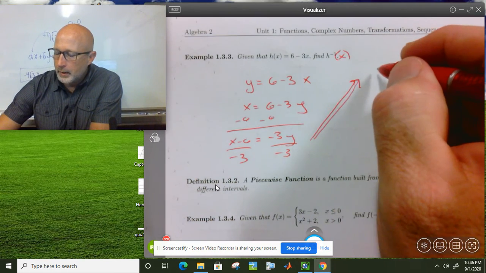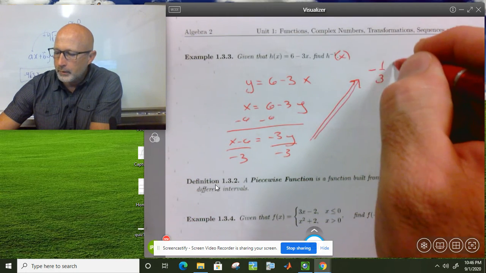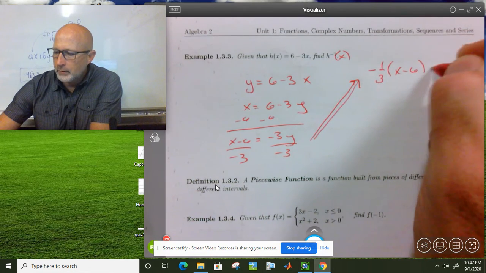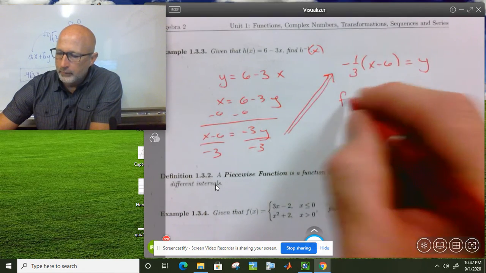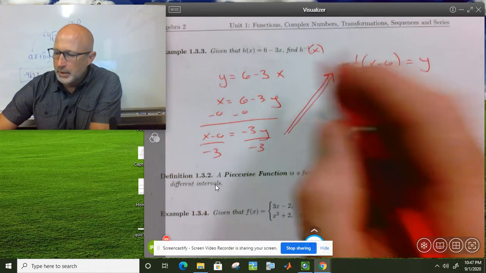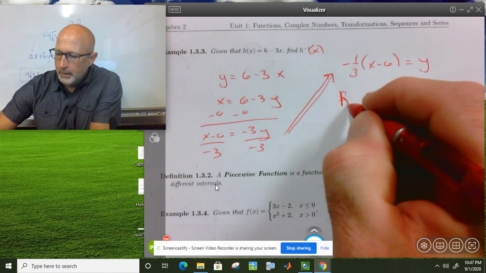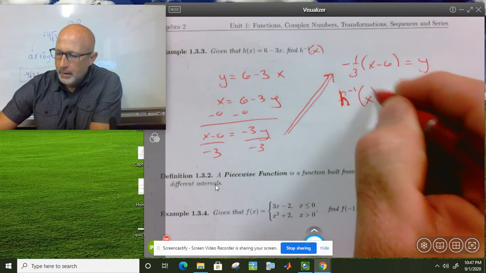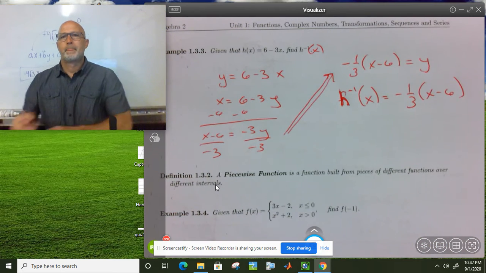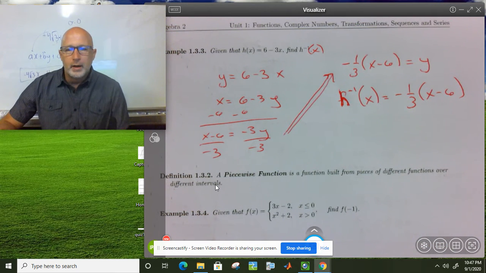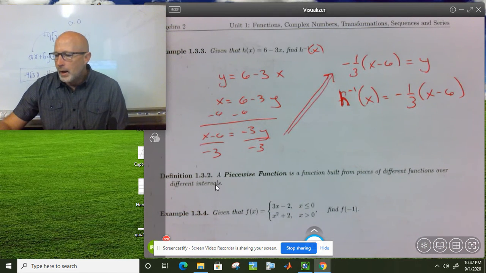So I have negative 1/3 times x minus 6 is equal to y. And I switch the y back to f inverse, actually h inverse. Gotta be careful there. Is equal to negative 1/3 times x minus 6. Now I want to show you a little trick that mathematicians do.